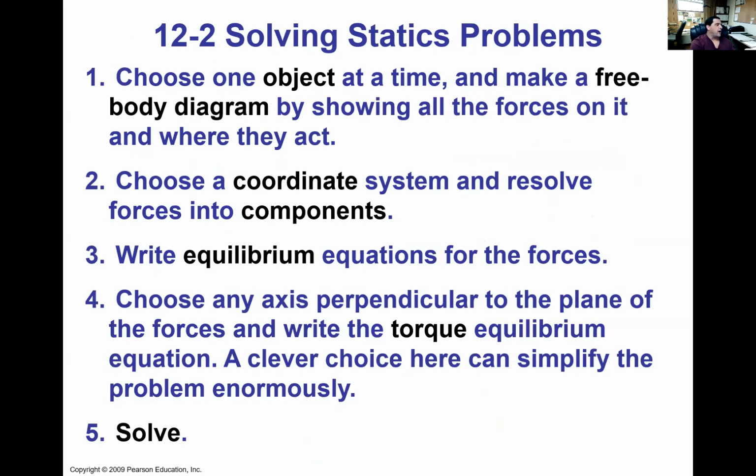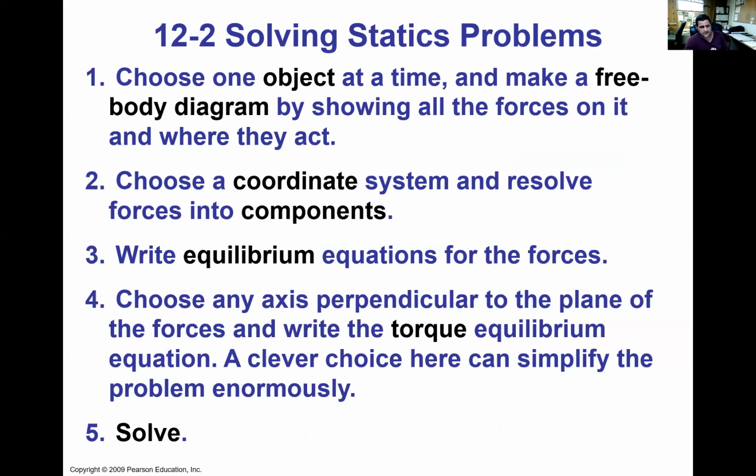So how do you solve problems in statics? Well, statics problems are something that you have to get practice at. There's just no two ways about it. You need to do a bunch of them. It's like the first time you started doing derivatives and integrals. You just have to do the drill work and you have to practice. So choose one object at a time. Draw its free body diagram. What are the forces acting on it? Make sure you account for all those forces.